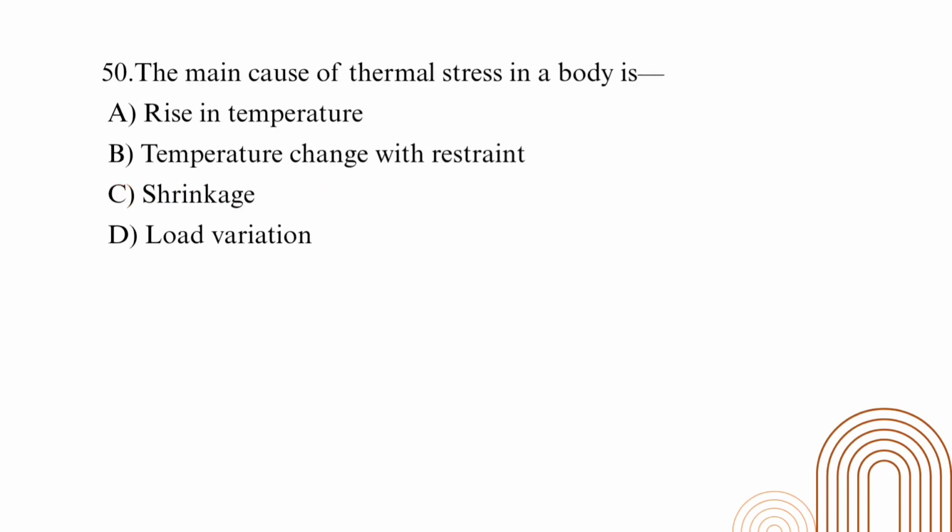Now the next is question number 50. The main cause of thermal stress in a body is, and options are A, rise in temperature, option B, temperature change with restraint, option C, shrinkage, and option D, load variation. And the correct answer is option B, temperature change with restraint. The main cause of thermal stress in a body is temperature change with restraint.